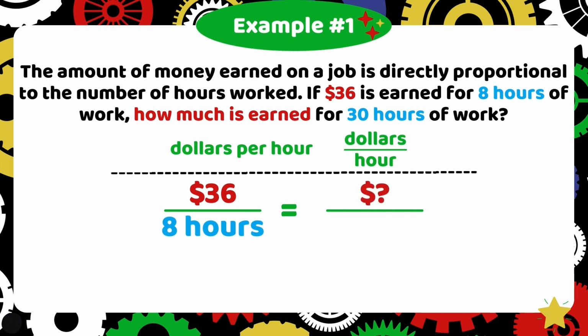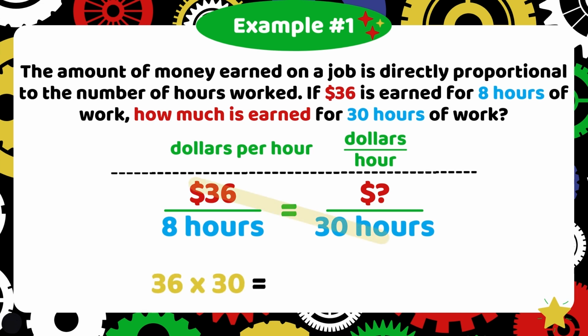The problem asks us how much is earned, so that is our unknown, and it goes on the top, just like the $36 goes on the top. 30 hours is the other part of this ratio. It goes on the bottom of the ratio because the original rate has hours on the bottom. It's very important to keep everything consistent in order to get the right answer.